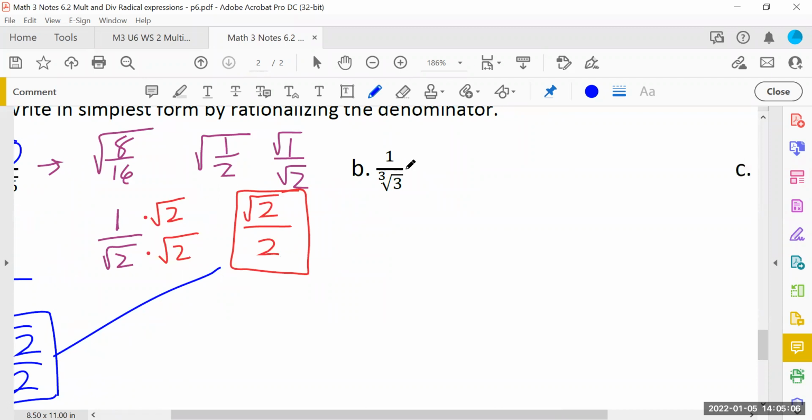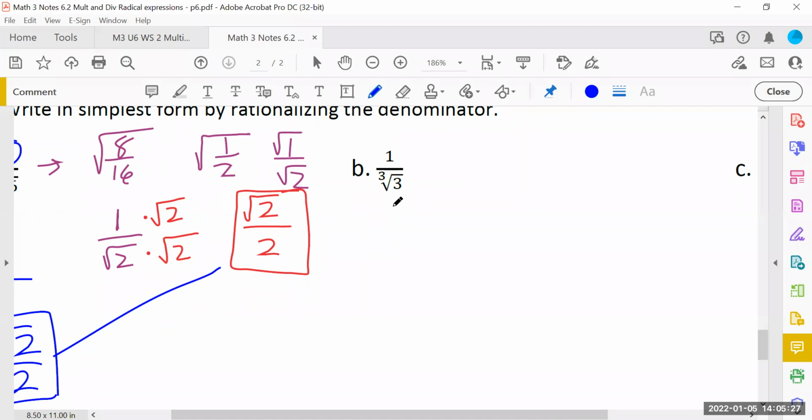Letter B, I have a cube root on the bottom. There's nothing to reduce, nothing to simplify right now. I can't stop there. I can't leave that cube root on the bottom. To get rid of it, I need more 3's. If I had 3 3's, it would reduce. Does that make sense? I'd have a set of 3 that could come out. Instead, I only have 1.